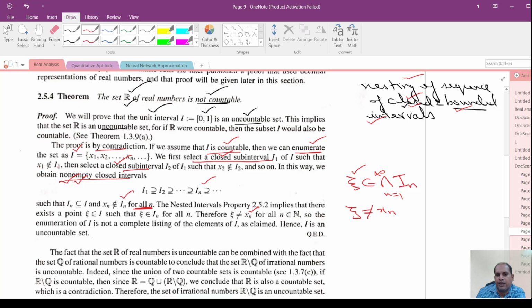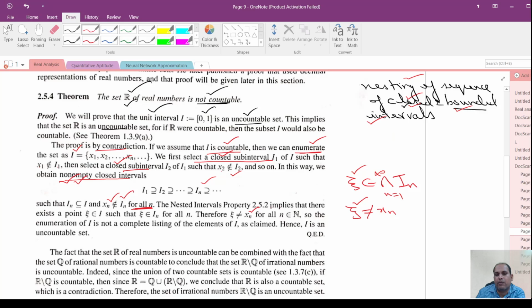This xi has to be different, because this xi is common to each of the intervals, whereas xn has the property that x1 is not in I1, x2 is not in I2, and similarly xn is not in In in general for all n. Thus, we have constructed a new element xi apart from x1, x2, xn, which is not exhausted with the listing with the set of natural numbers with this enumeration.